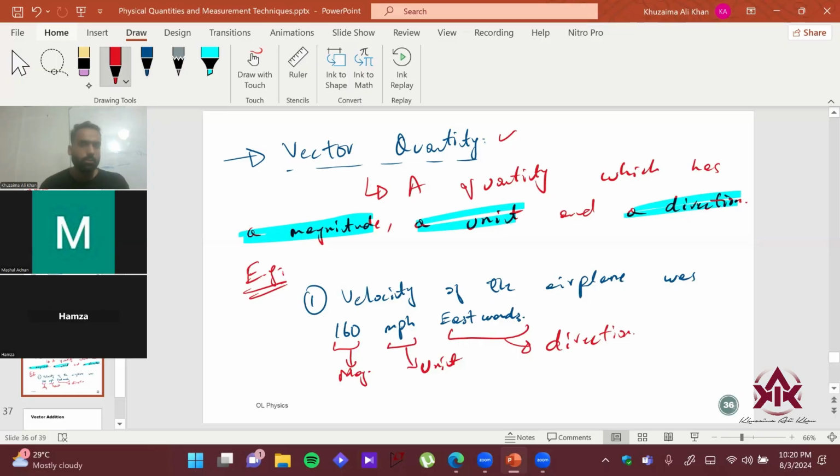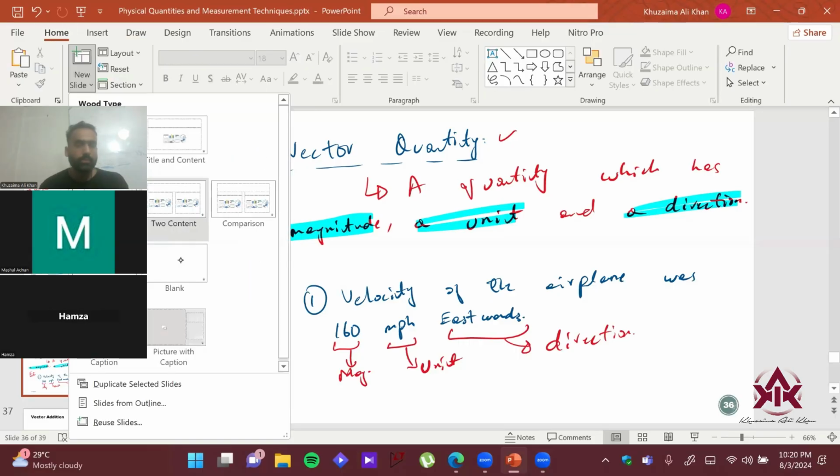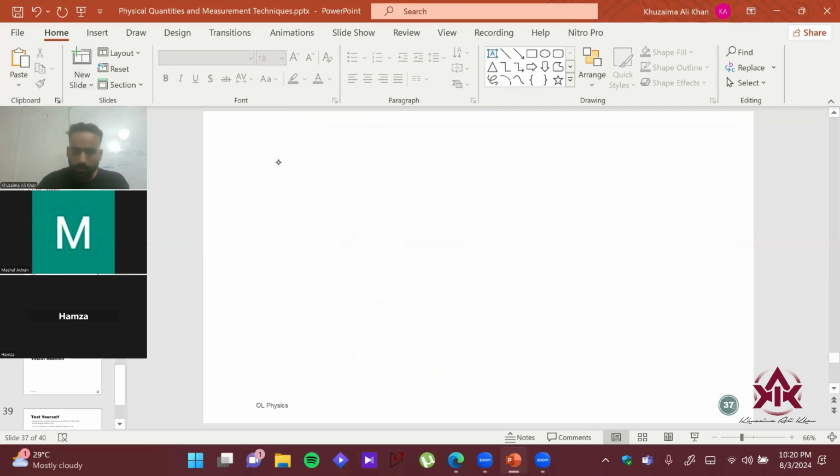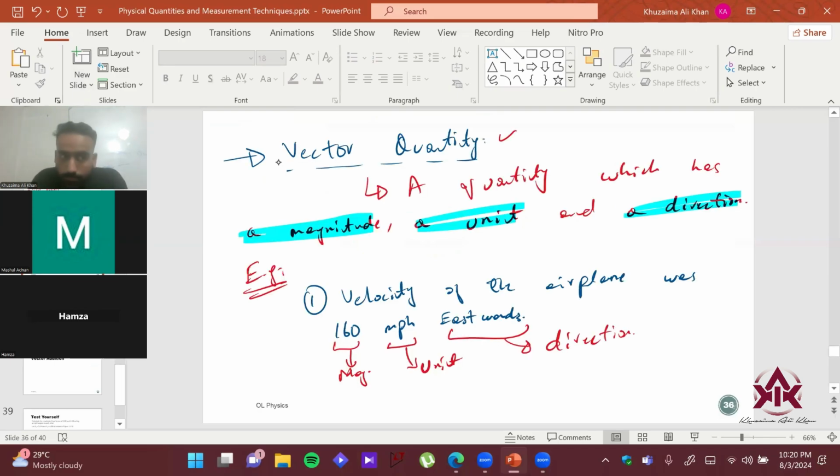Let me give you one more example for a vector quantity, and then we can end the class. What is magnitude? Magnitude is the amount, how much it is. 160, 10, 20, that's the value. Magnitude is basically the value. Does that make sense?